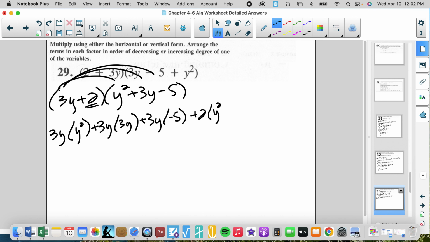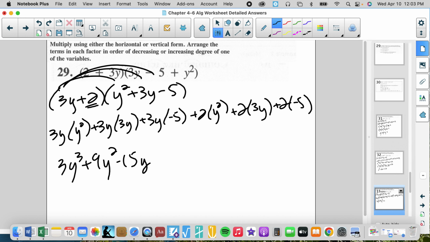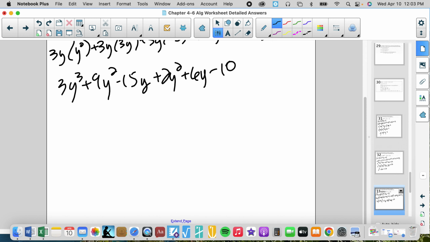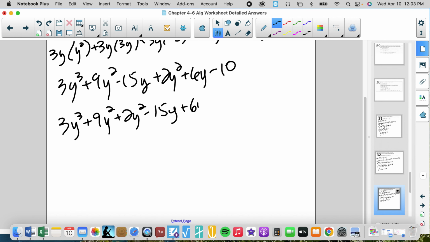2 times y squared plus 2 times 3y plus 2 times negative 5. 3y to the third plus 9y squared minus 15y plus 2y squared plus 6y minus 10. Multiplying monomials times monomials should be that fast. Plus 9y squared plus 2y squared minus 15y plus 6y minus 10. All I did was reorder.